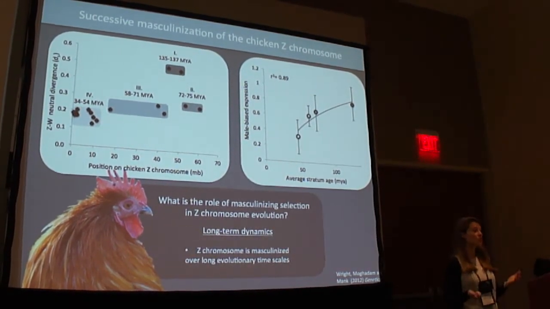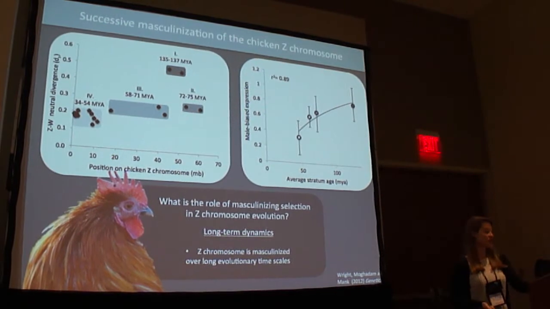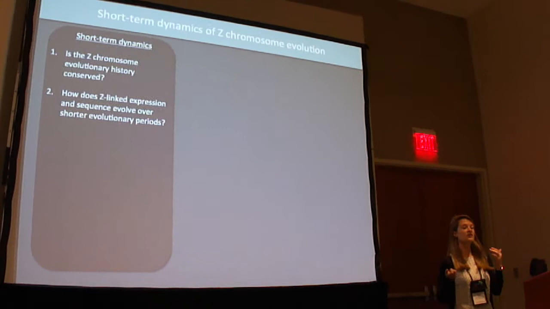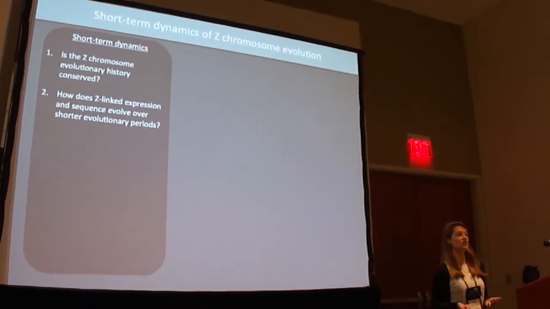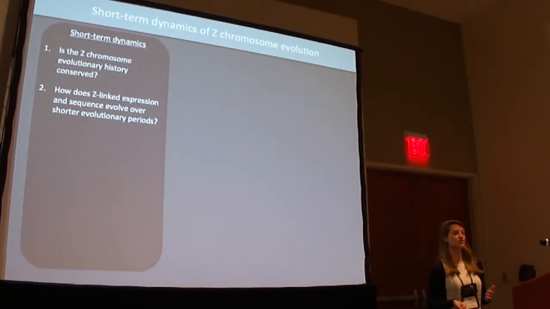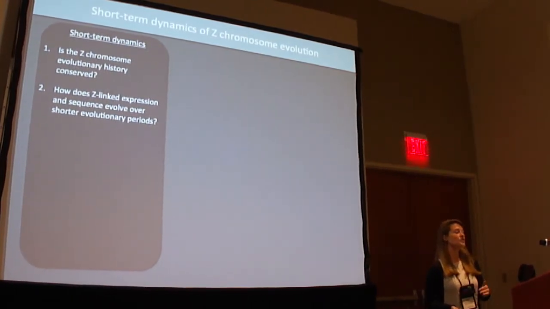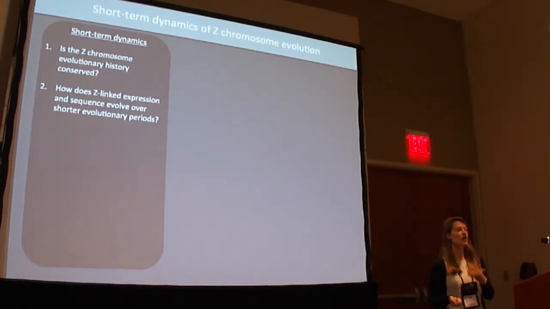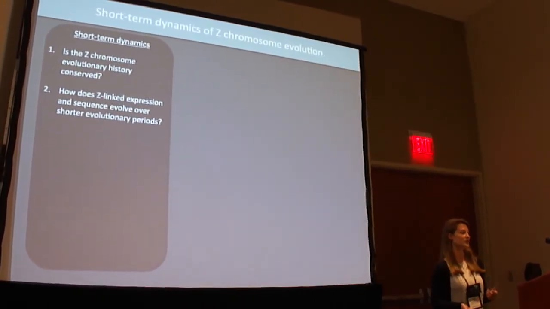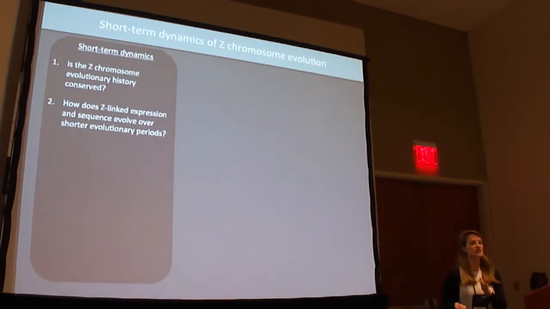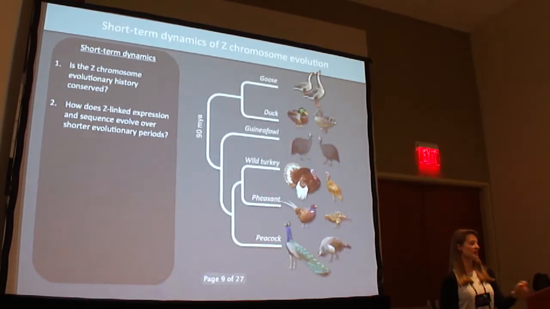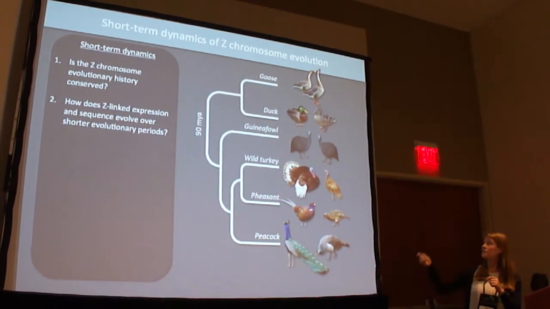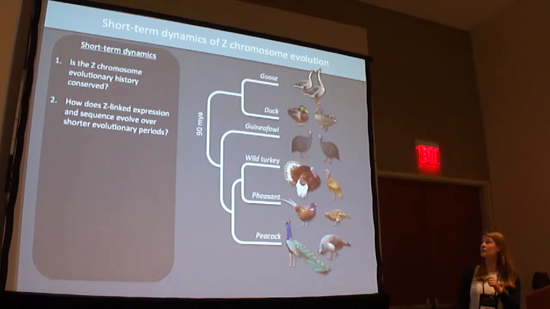But what about short-term periods? Is this pattern conserved? And specifically, the questions that I wanted to ask are whether this evolutionary history of the chicken Z chromosome that I showed you earlier is conserved across other avian species, and also to understand how sequence and expression on the Z chromosome evolve over shorter evolutionary time periods. So I framed these questions using a clade of birds called the galloanceriform, which are made up of the landfowl, the galliforms, and the waterfowl, the anceriform.